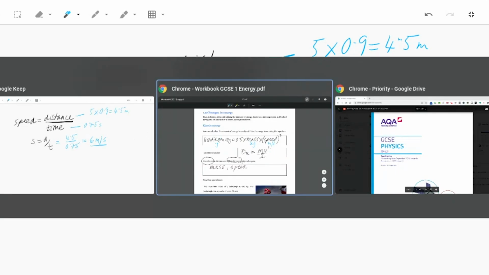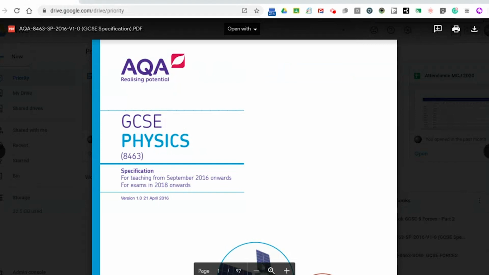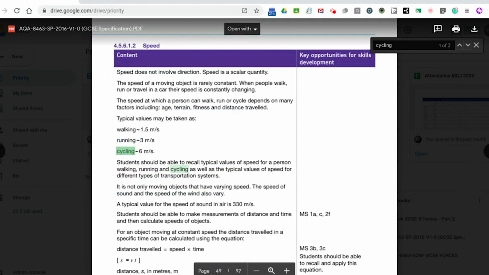Speed of cyclists, walking and running are different things that you need to learn for the paper 2. So we had a quick look at the specification, and I put in cycling into here. You can see we have got walking 1.5 meters per second, running 3 meters per second, and you spot the pattern, it's doubling each time. So from running to cycling, 6 meters per second. And you're expected to recall typical values.